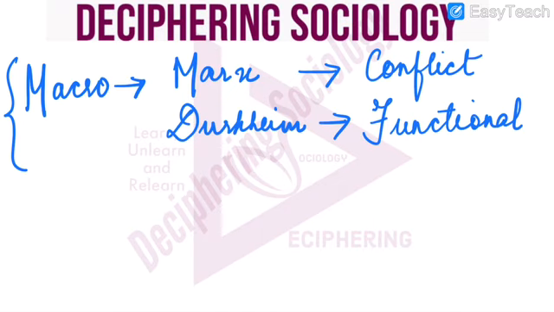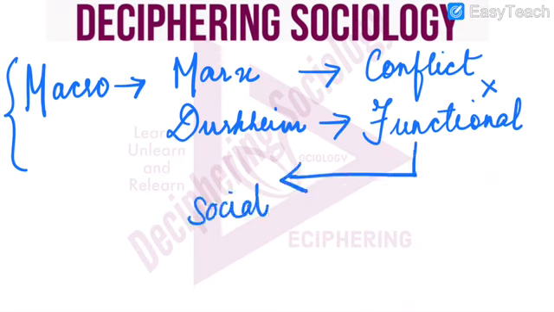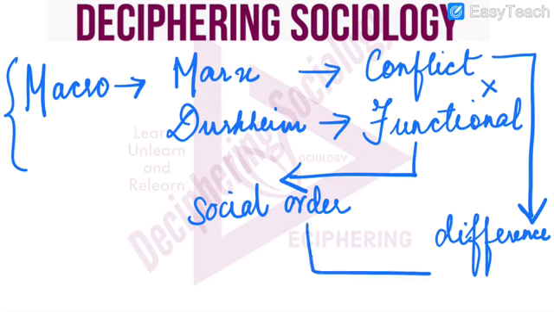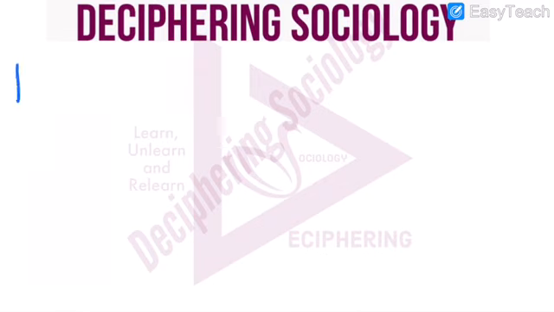Both these thoughts are opposite to each other. The functional school stresses upon social order. The conflict theorist school stresses upon social differences or forces which disturb social order. So, they are different. Then we have the micro theorists.